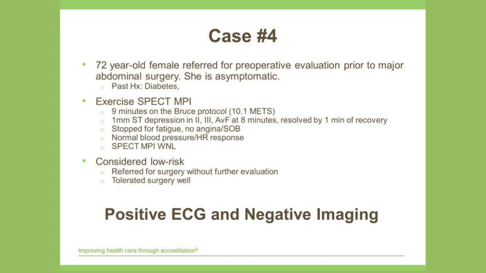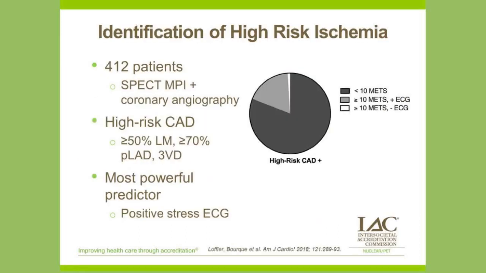So this is another case, positive ECG and negative imaging. And this is a group in which you can potentially identify higher risk patients despite the fact that they didn't have a positive imaging study. This could have just as easily been somebody who was otherwise high risk and had really concerning symptoms, and despite the negative imaging, you might have sent them to cath and found obstructive coronary disease. And that is one of the challenges here, the identification of high-risk ischemia.